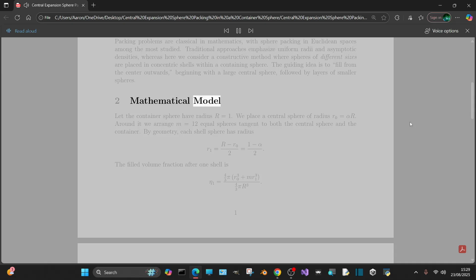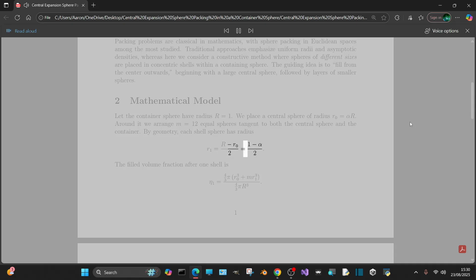Mathematical model. Let the container sphere have radius r equals 1. We place a central sphere of radius r0 equals r. Around it we arrange m equals 12 equal spheres tangent to both the central sphere and the container. By geometry, each shell sphere has radius r1 equals r·r0.